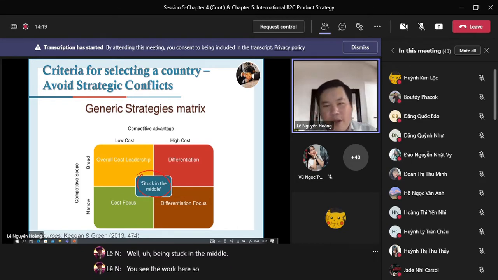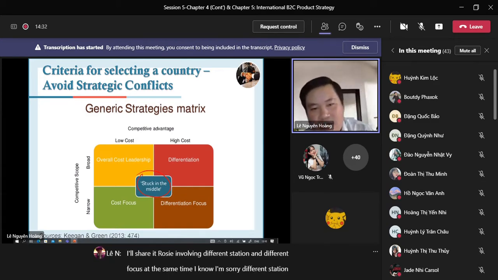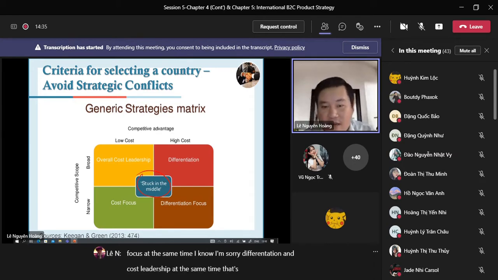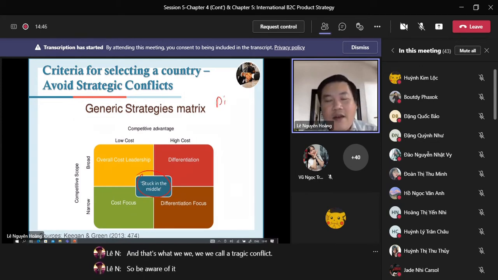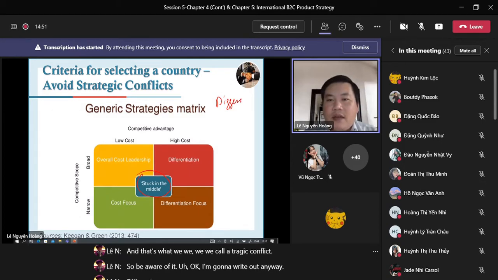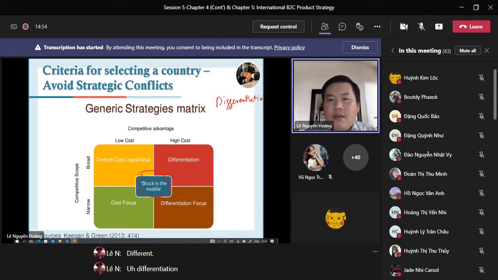Stuck in the middle means that you are practicing both generic strategies at the same time, differentiation and cost leadership at the same time. That means we are stuck in the middle, and that's what we call the strategic conflict. So be aware of it. Okay, I'm going to write it down anyway. Differentiation versus cost leadership.